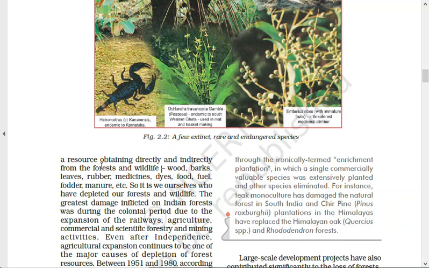Do you remember primary and secondary forest? Primary forest means natural forest, which grew naturally and remained for many thousands of years. Secondary forest means the primary forest has been cut and a specific type of plants were planted over there for commercial benefit.